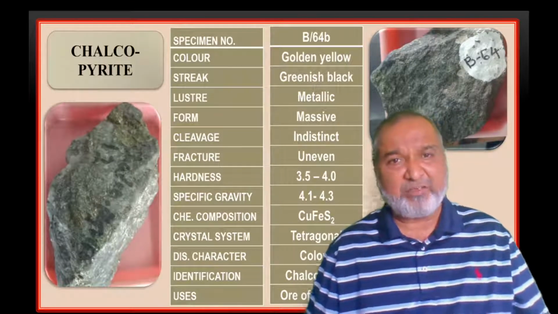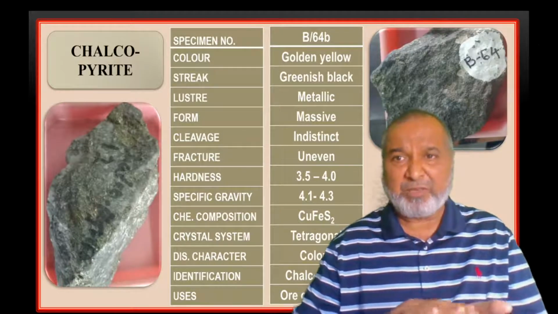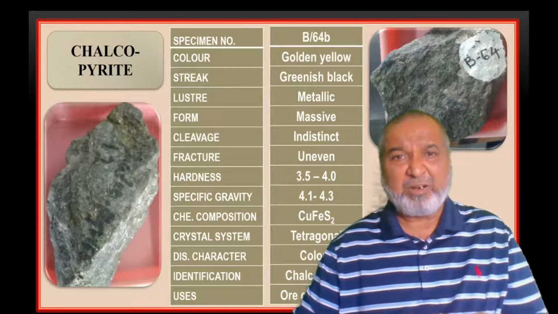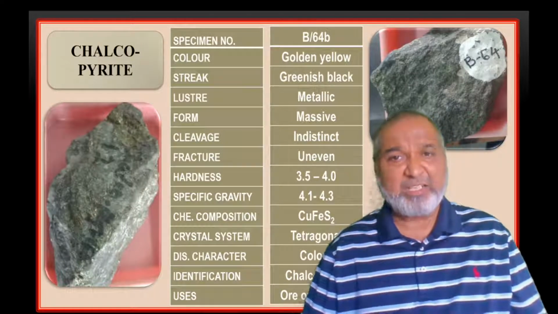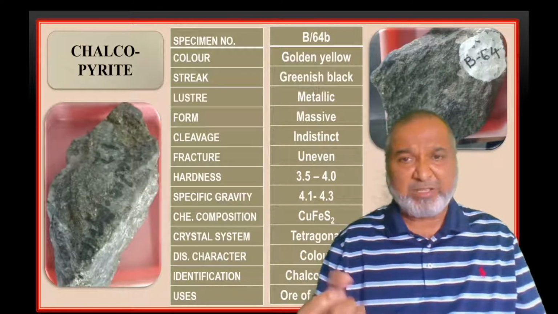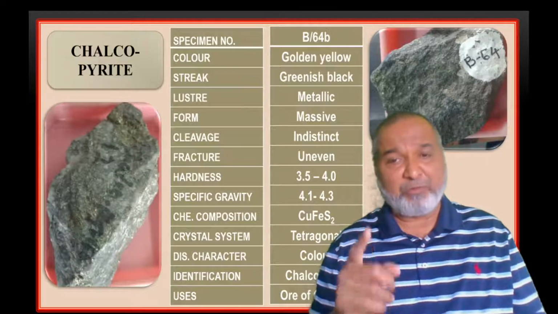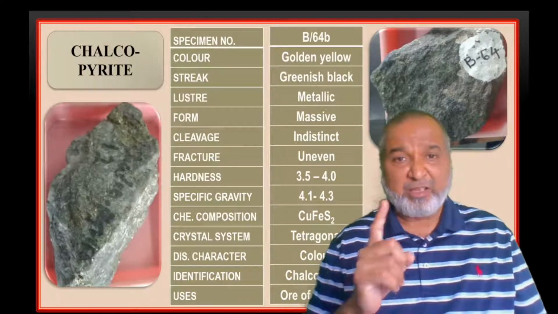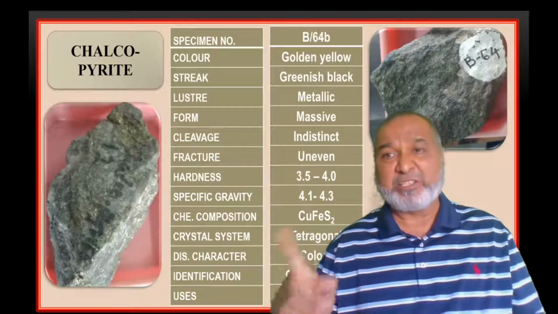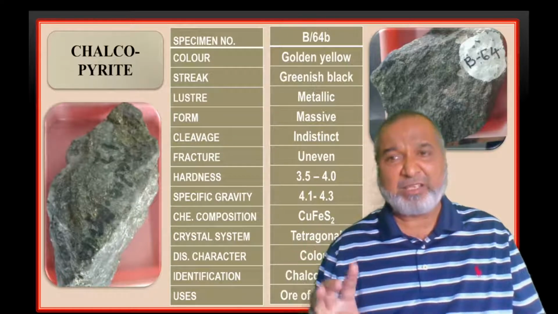We can't see the cleavage. Fracture uneven. If you just rub the whole surface with your hand, we'll find out the gravity. Hardness will be 3.5 to 4. Wherever you have a doubt, then we have to make out with the specific gravity. It is heavy, 4.1 to 4.3. Chemical composition CuFeS2. Copper, iron, and sulfur. These three things are there.